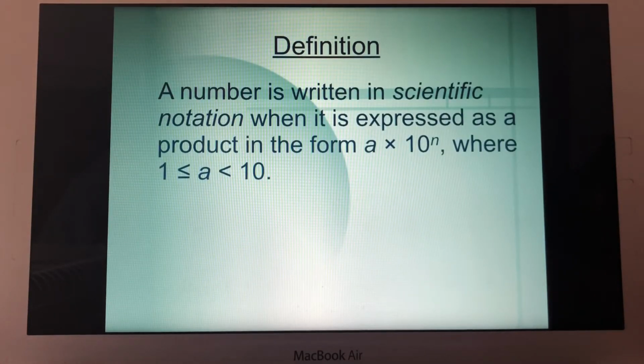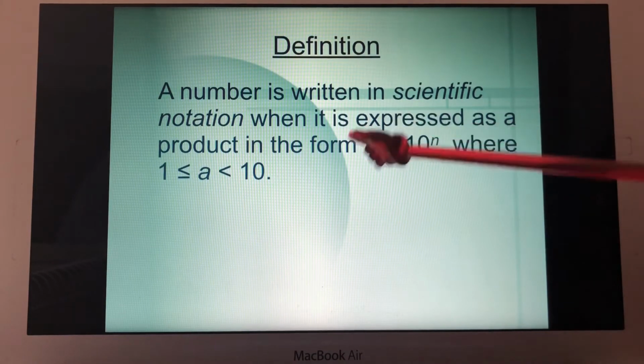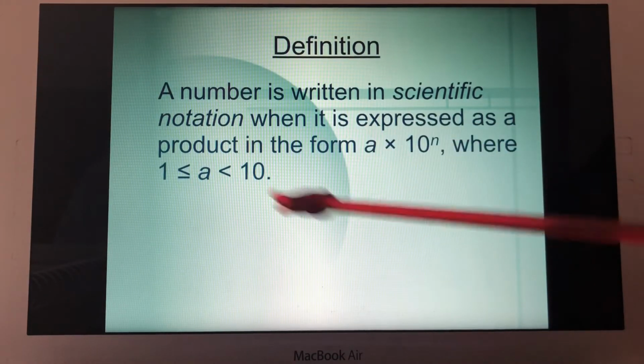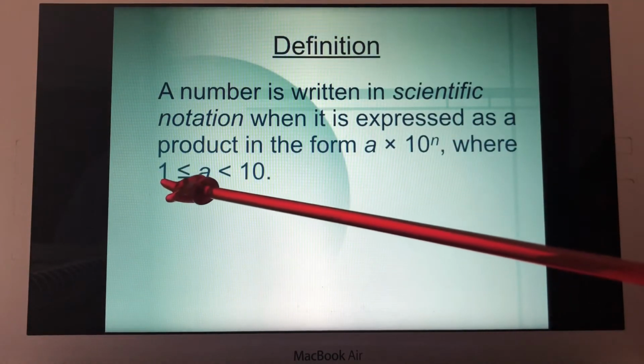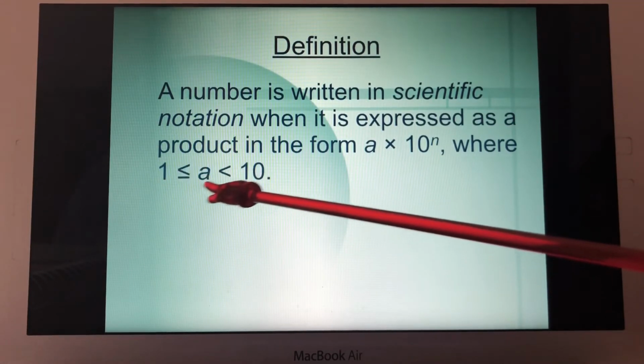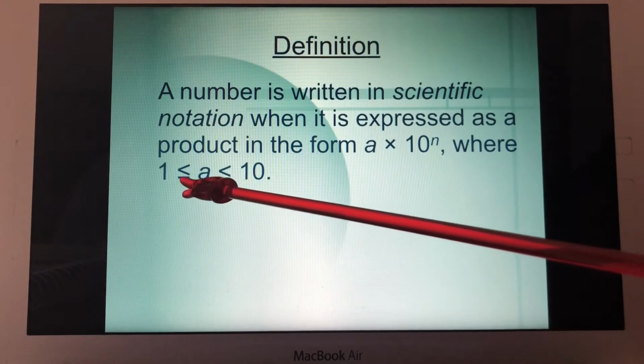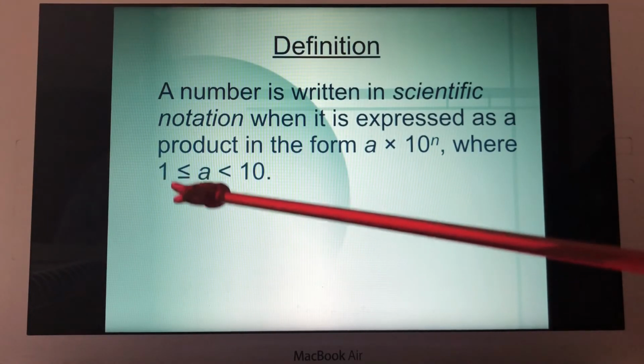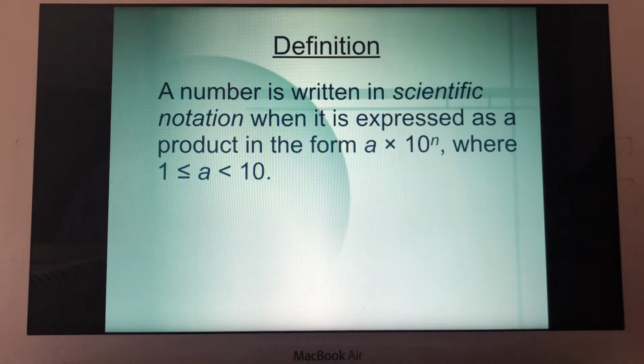A number is written in scientific notation when it is expressed as a product in the form of a times 10 to the nth power, where a is greater than or equal to 1 but less than 10. That's your scientific notation.